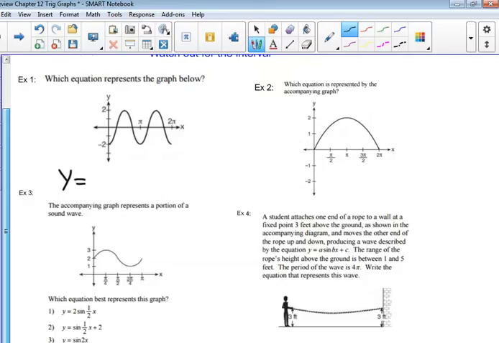Cosine, good. All right, what's my amplitude here? 2. But what's good? It's going to be a negative 2 in the front because we're starting down. Good job. So we got negative 2 cos.